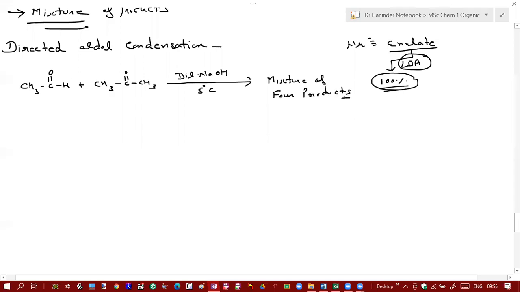But if you do the same reaction by using this directed aldol condensation, using LDA as a base, in that case we can prepare exclusively one product. Suppose we want to prepare the enolate of this acetone. Here we have a choice. We can prepare any molecule by taking any starting material.